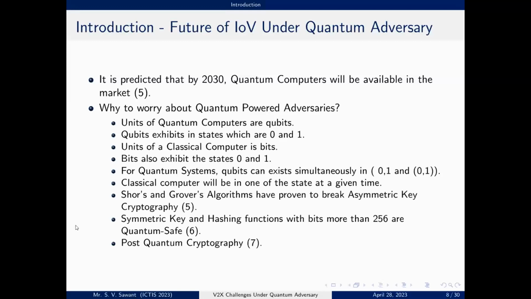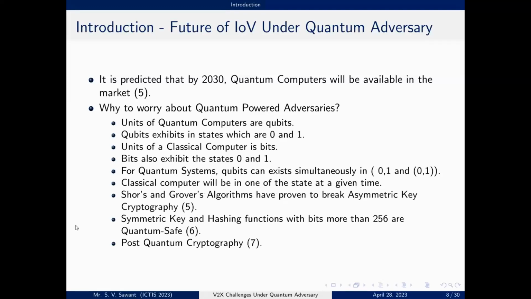Now, Shor's and Grover's algorithms have been proven to break asymmetric key cryptography. Recently, Google said that they are able to crack the RSA algorithm in just a few seconds. So the encryption systems that we have now are at great risk because of quantum systems. And imagine these quantum systems are with the adversary, there is complete havoc.